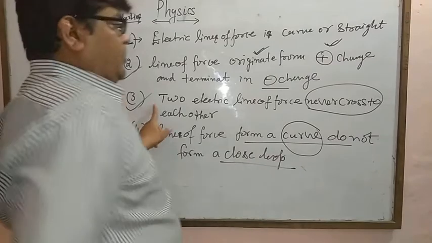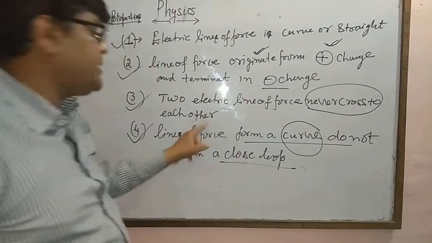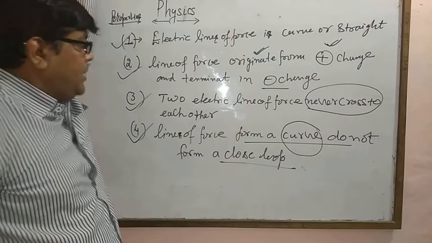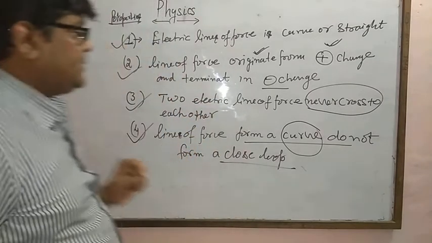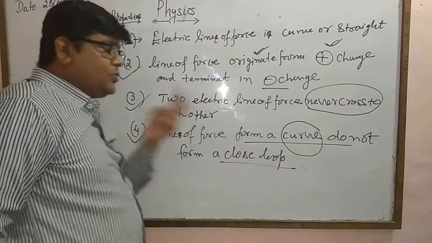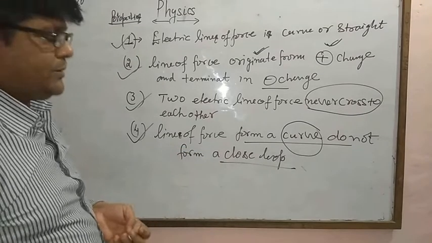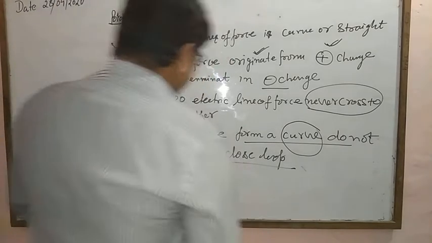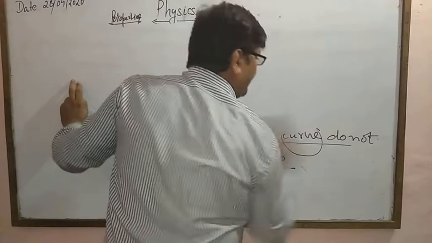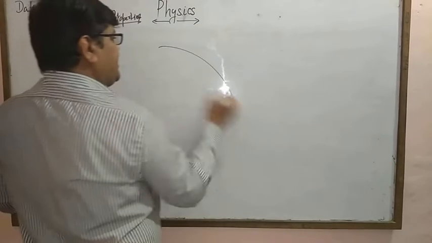The third property is most important. Two electric lines of force never cross each other. Why? Because at the intersection point, two tangential lines are drawn. These tangential lines indicate two directions of electric field intensity and electric field. It is impossible. Two lines never cross each other.